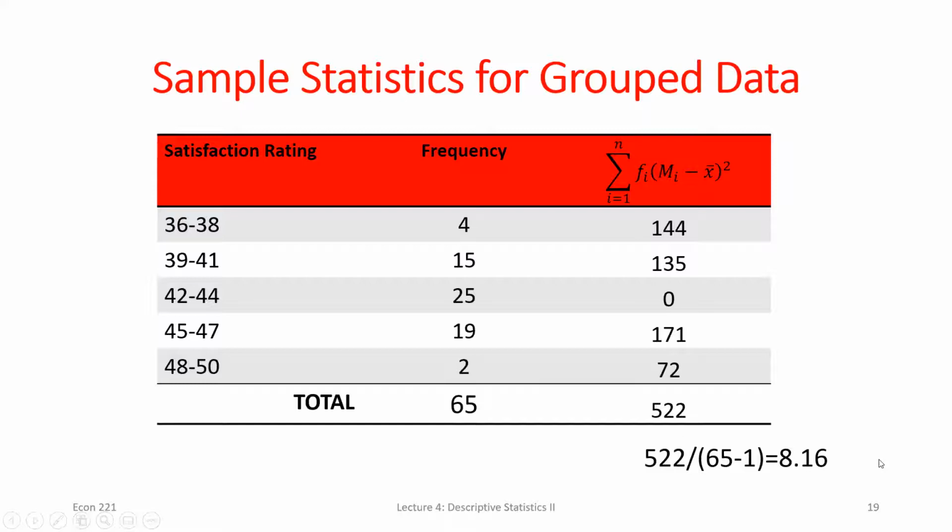So 522, sorry, I said it's our denominator. It's the sum of the frequencies minus 1 because we're dealing with sample data. So 522 divided by that total number of observations minus 1 will give us our weighted variance. Okay? Any questions on that?